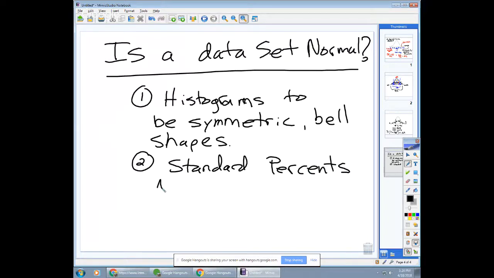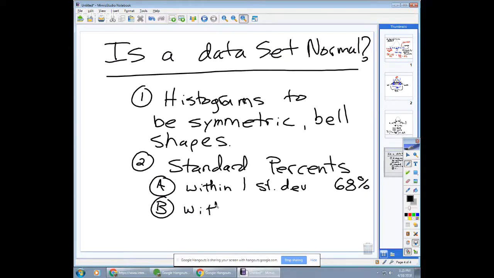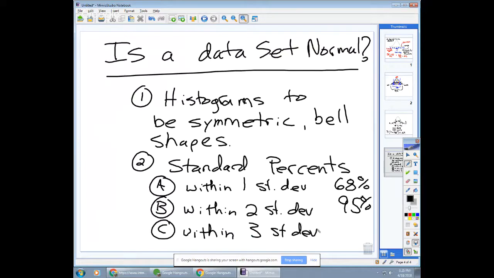And so what are the standard percents? Within one standard deviation, we'll see about 68% of the data. Is that always going to be the same, the 68%? If it's normal, right? And there's lots of data sets that just ain't normal. And we'll look at a couple of examples of that. B, if we look within 2 standard deviations, we would expect to find about 95% of the data. And within 3 standard deviations, we would expect to find about 99% of the data.